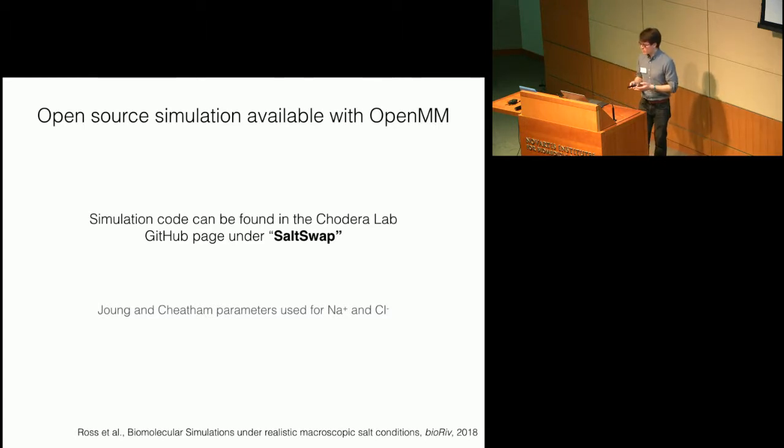So we wrote an open source package called SaltSwap, which is available on GitHub in the Chodera Lab GitHub account. And I use Young and Cheatham parameters, and we only consider sodium chloride for this package. We do have a paper out. It's on bioRxiv, and it's going to be shortly coming out in JPhys Chem B.